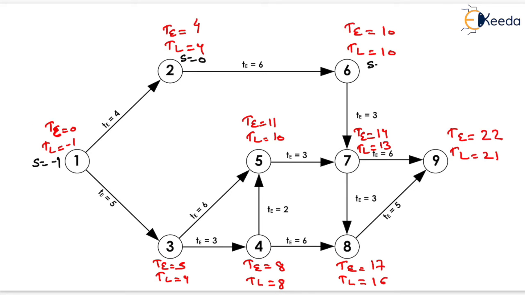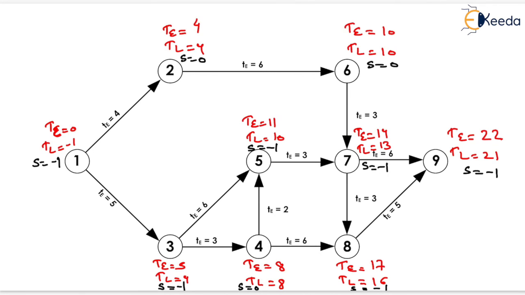Here also slack will be equals to 0. Now here slack will be equals to minus 1. Here at event 3 slack will be equals to minus 1. At event 4 slack will be equals to 0. Similarly at event 8 slack will be equals to minus 1, which is shown here. Now slack for event 7 will be equals to minus 1, and slack for event 9 will be equals to minus 1. Now we have to find the critical path.